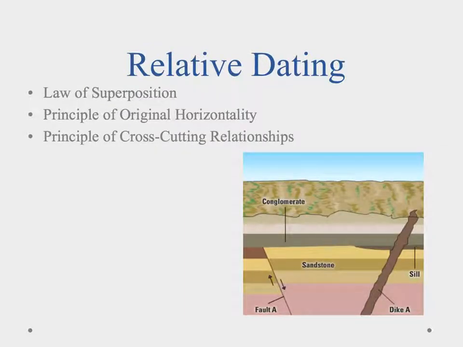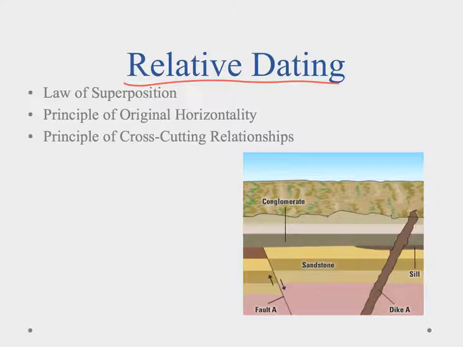Now, when we talk about dating, there are several different kinds. The first one is going to be relative dating. Relative dating doesn't give us exact dates. It just lets us say that this layer is older than that layer, or this layer is younger than these two layers. It allows us to age things relative to the other layers that are around it.